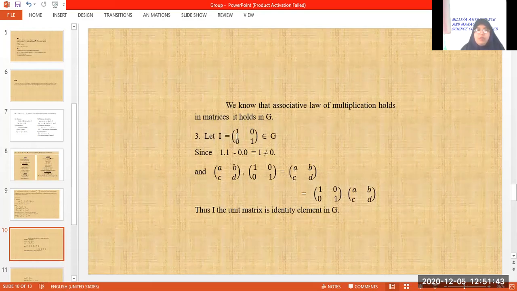Let I is equal to, this is the identity matrix 1 0 0 1. This belongs to G, and the determinant of this is 1 into 1 minus 0 into 0, which is equal to 1, which is not equal to 0. Also this matrix A, B, C, D into this identity matrix 1 0 0 1 is multiplication of this is A, B, C, D. This means given matrix. And this is also same as the identity matrix into the given matrix. Thus, I is the unit matrix, which is the identity element in G.